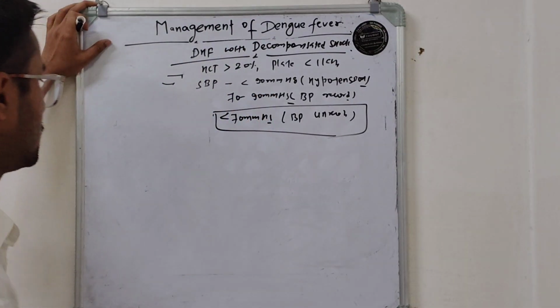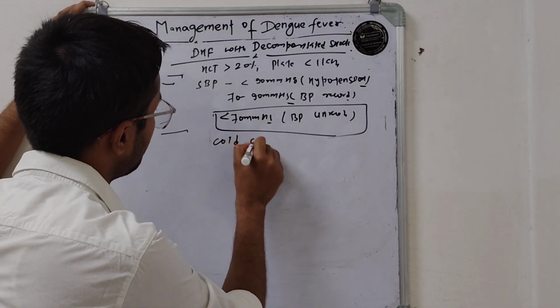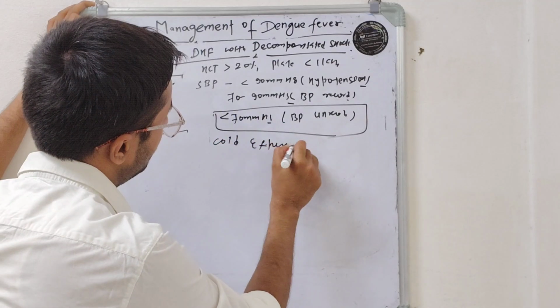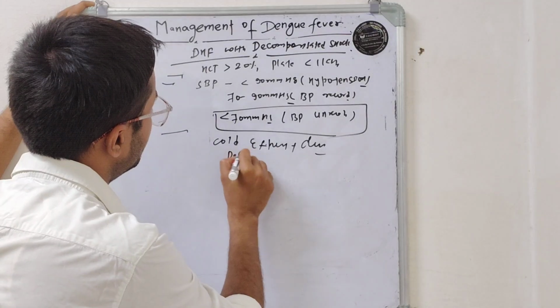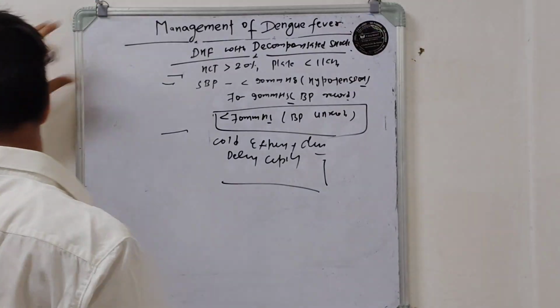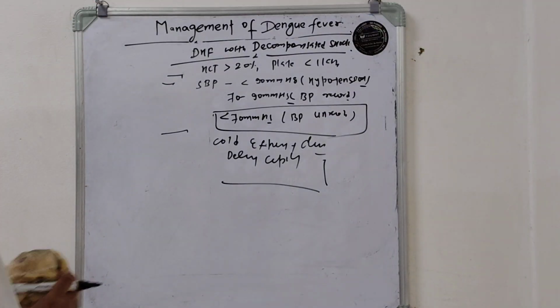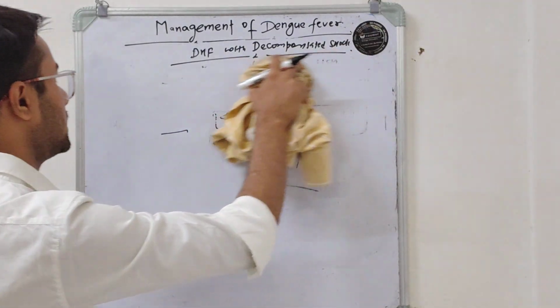Okay, so what happens? These are some other criteria. Definitely they have cold extremities plus clammy nature, and delayed capillary filling. Okay, so after these things, now we are going to discuss the management part, how we manage such patients.